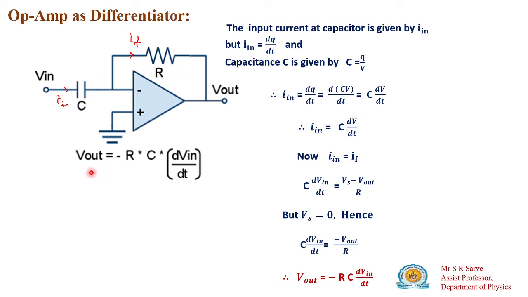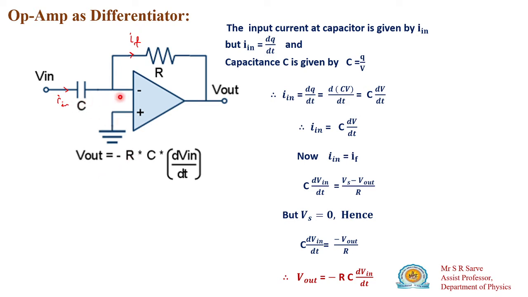So this is the equation for output of a differentiator. It is the product of the resistance which is attached in the feedback, the capacitor which is connected at the input, and the change in input voltage with respect to time. So how will you get this equation?